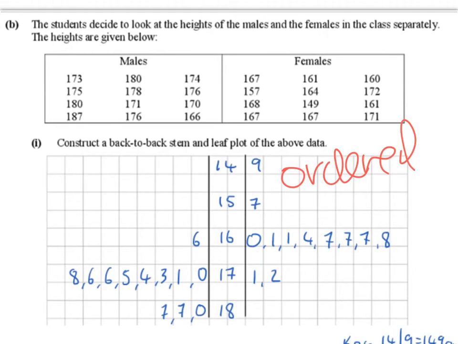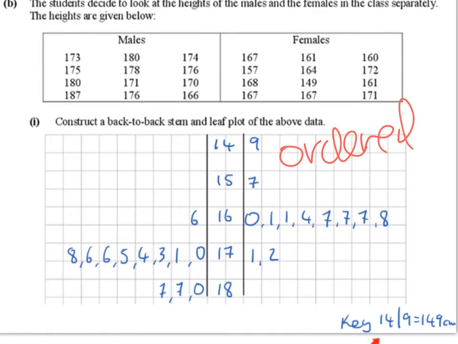And then on the left for the males, we have 6. Then for the 170s, we have 0. Then 1, 3, 4, 5, 6, 6, 8. So the smaller numbers are beside the stem and we get bigger as we move outwards. And then for 180s, we have 0, 7, 7.